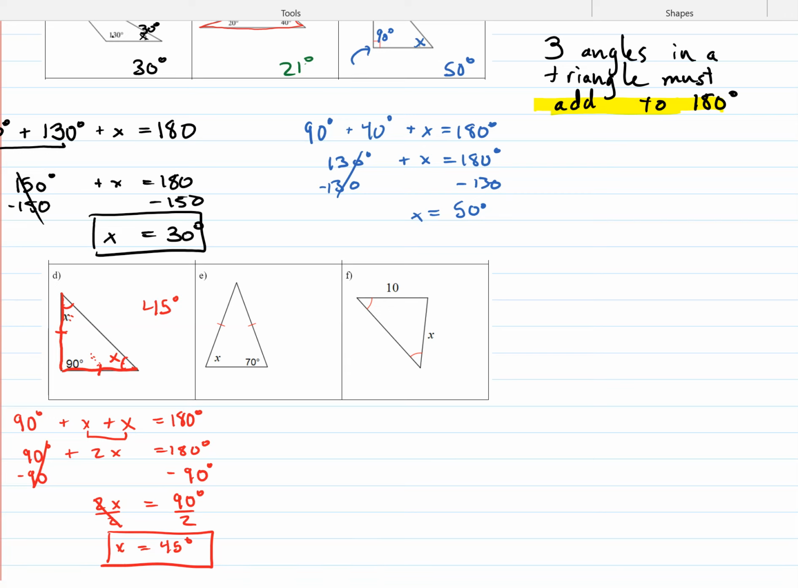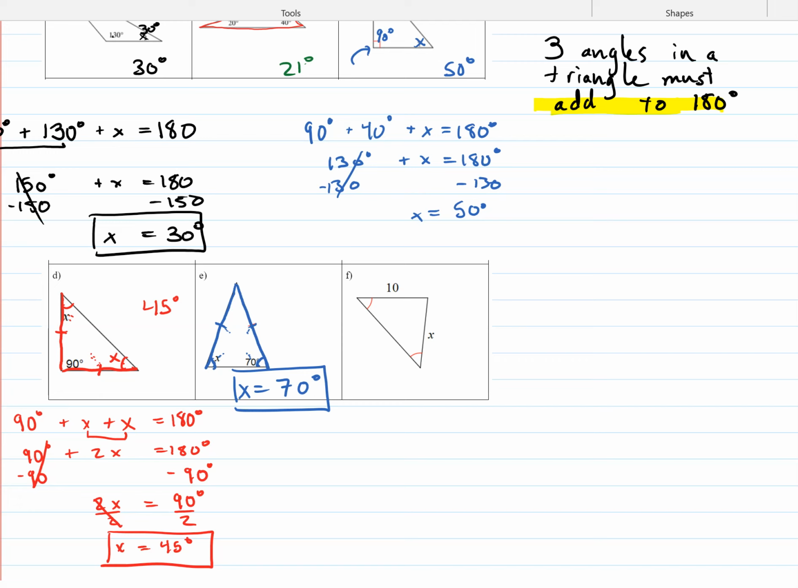Part E. This one is similar. This side and this side are equal in length because they both have a single tick mark. So what that means is their opposite angles are the same. So this angle right here is 70 degrees, and the opposite angle to this side, if you draw a little line that comes out, it hits angle x. So again, this is isosceles. Isosceles triangles have two equal sides and two equal base angles. That means x has to be 70 degrees. No work to do there, you just have to memorize the properties of isosceles triangles.